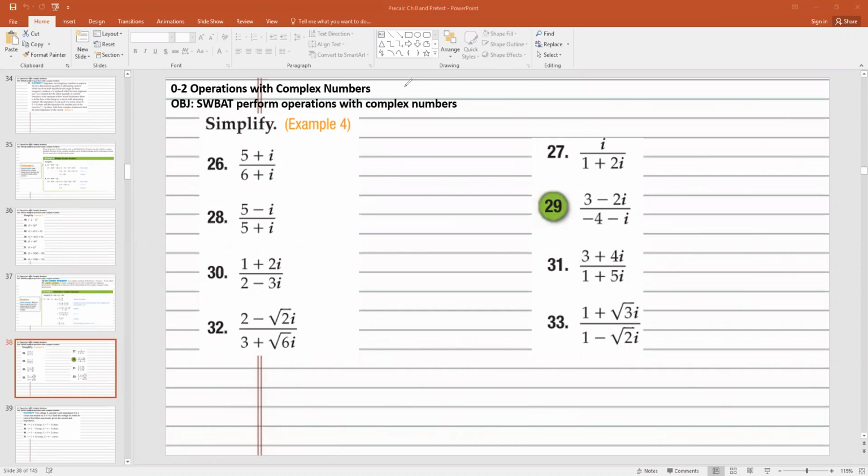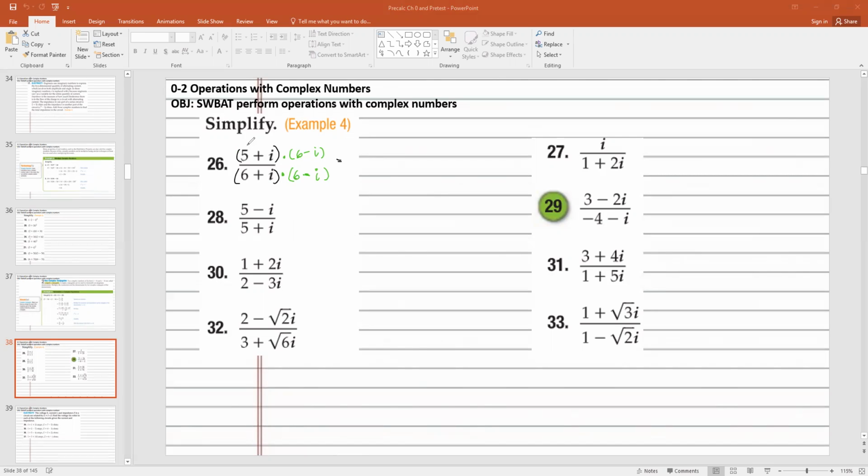Let's start with 26. You want to look at the denominator and multiply the top and the bottom by its conjugate, not just any denominator. I'm going to put parentheses here because we are multiplying by a group. Technically you should put parentheses around everything to be accurate.